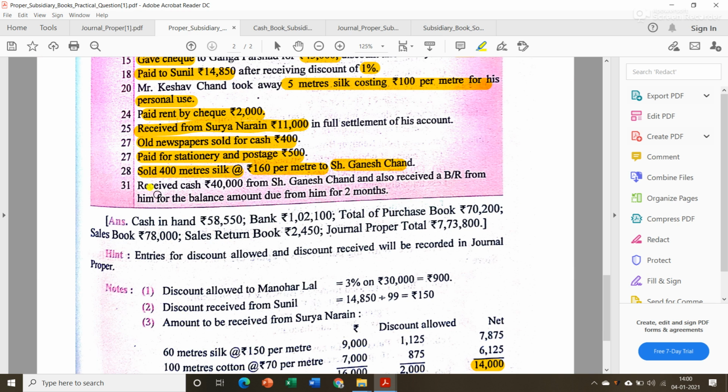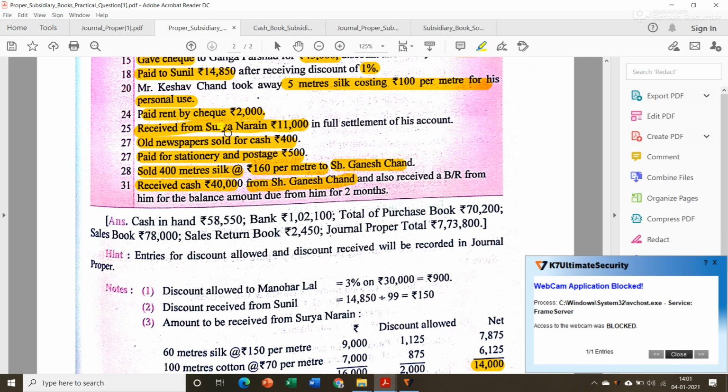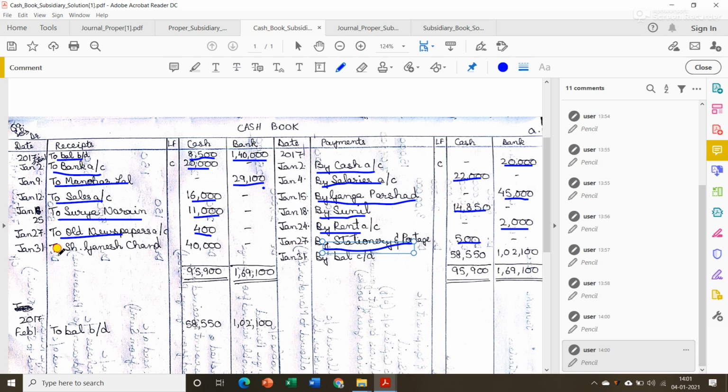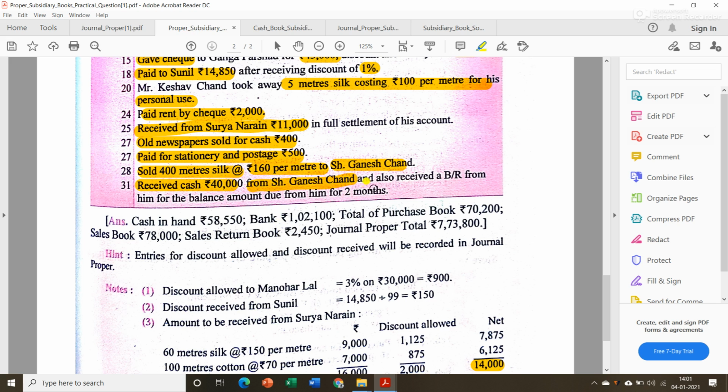Then next we have on January 31, received cash 40,000 from S.H. Ganesh Chan. Now let us pass entry for this receipt of 40,000. Since we received in cash, so we will record it in cash book to Ganesh Chan 40,000 in cash column. Then and also received a bills receivable from him for the balance amount due from him for 2 months. That means he paid us 40,000 and for the remaining amount he gave us one bills receivable.